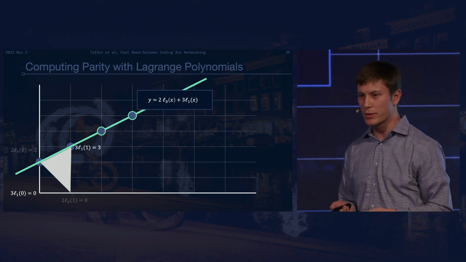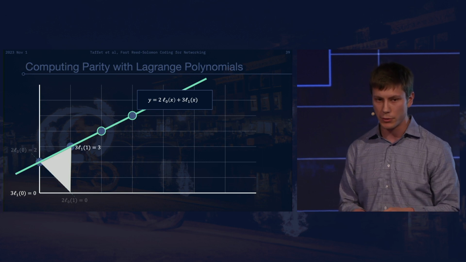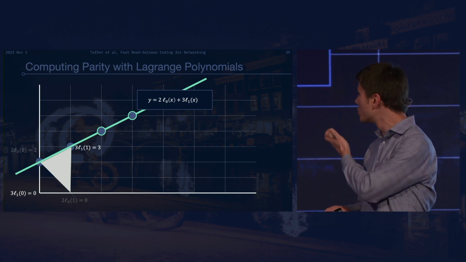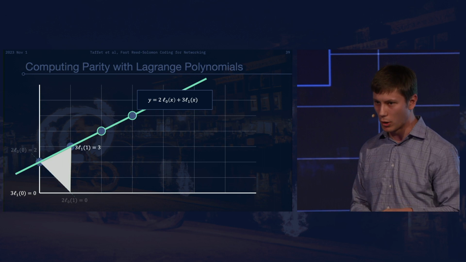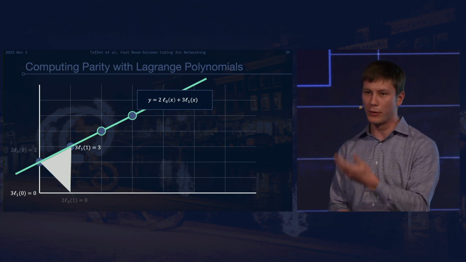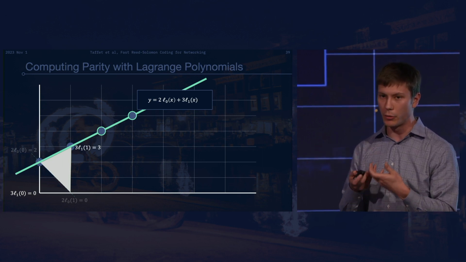So another way of expressing this line, earlier we had the y equals ax plus b format. Another way of expressing it is 2 times L0 plus 3 times L1, where 2 and 3 are the actual data points that we were interested in sending.